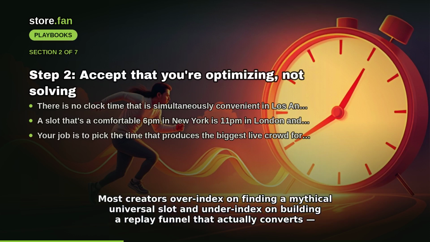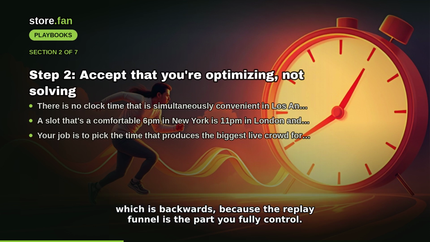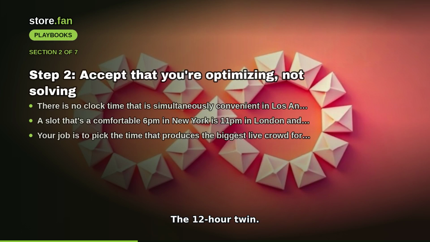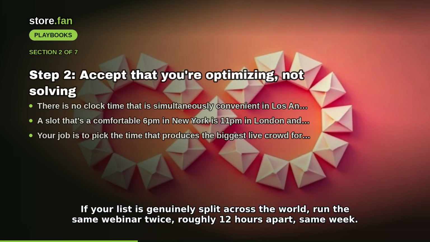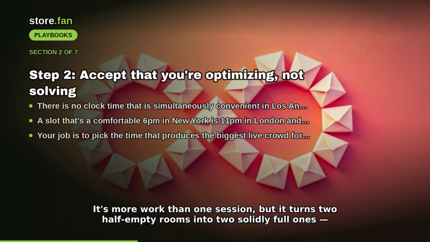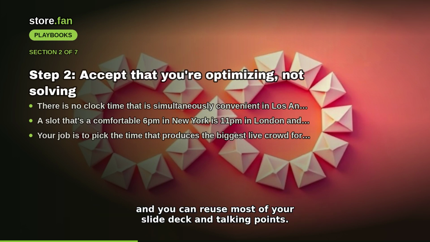Most creators over-index on finding a mythical universal slot and under-index on building a replay funnel that actually converts, which is backwards, because the replay funnel is the part you fully control. The 12-hour twin. If your list is genuinely split across the world, run the same webinar twice, roughly 12 hours apart, same week. It's more work than one session, but it turns 2 half-empty rooms into 2 solidly full ones. And you can reuse most of your slide deck and talking points.